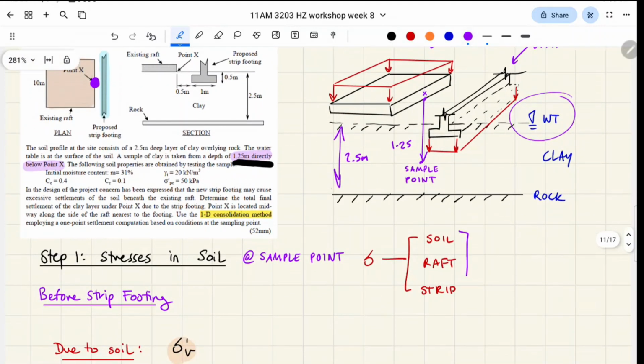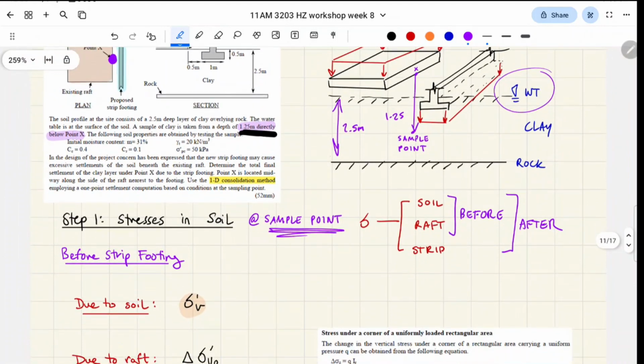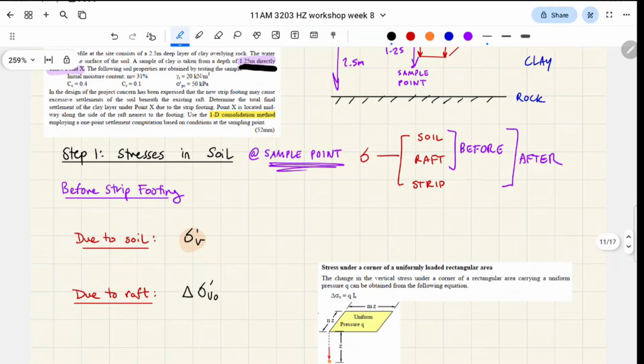So again, installing a strip footing isn't going to remove stress, it's going to add more stress onto this point, right? Everything is in reference to the sample point, keep that in mind. First we're going to calculate the stress in the soil at this reference point. Again, 1.25 meters into the ground, that's how deep we're going, from soil surface to that sample point.